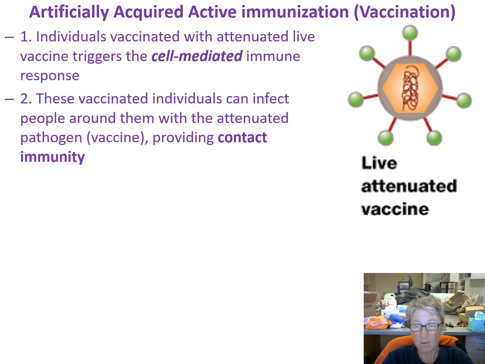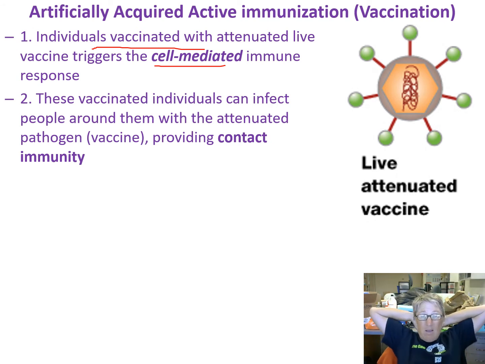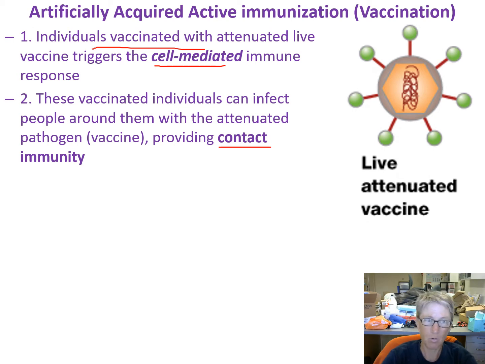Here's the live attenuated vaccine that we were just talking about. Individuals vaccinated with an attenuated live vaccine will trigger the cell-mediated immune response. Hopefully you remember, that's the T-cell mediated response. And then if you get vaccinated with a live attenuated vaccine, these vaccinated individuals can infect people around them with this attenuated pathogen that provides contact immunity. So that part's kind of cool. I mean, if you can make sure that the attenuated live vaccine doesn't make anyone sick, but this virus can be transferred from person to person, this attenuated virus in the vaccine providing contact immunity, then everybody in your crew can get immunity.